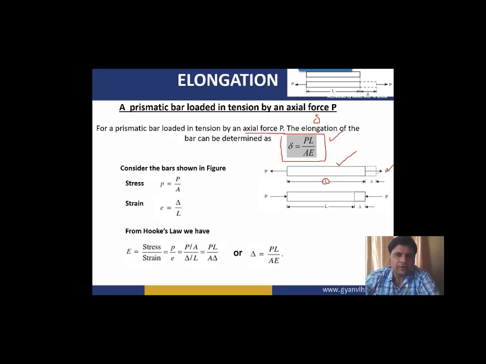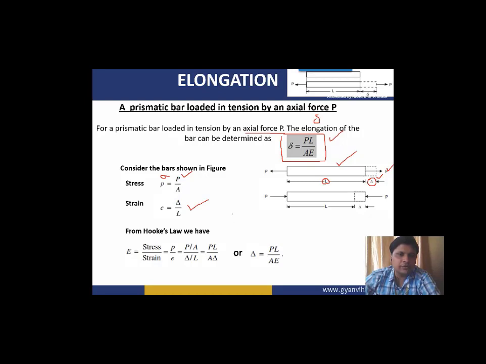What will happen? It will elongate, its length will increase. Let the increase in length be delta. Now we all know that stress, which is denoted by sigma, is equal to P by A, load per unit area, load divided by cross-sectional area. Let the cross-sectional area be capital A. So P by A is your stress, and strain is denoted by epsilon, and it is equal to change in length upon original length. Here the change in length is denoted by delta, so delta by L gives you strain.